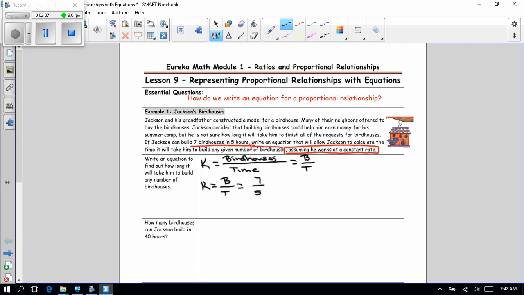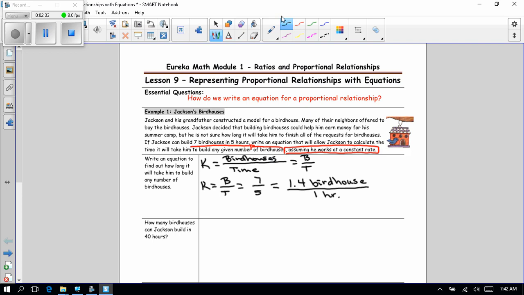And if you wanted to figure out, well, how many is that per hour? Take 7, divide by 5 on your calculator, and you're going to get 1.4 birdhouses per hour. You can do 1.4 birdhouses in an hour.